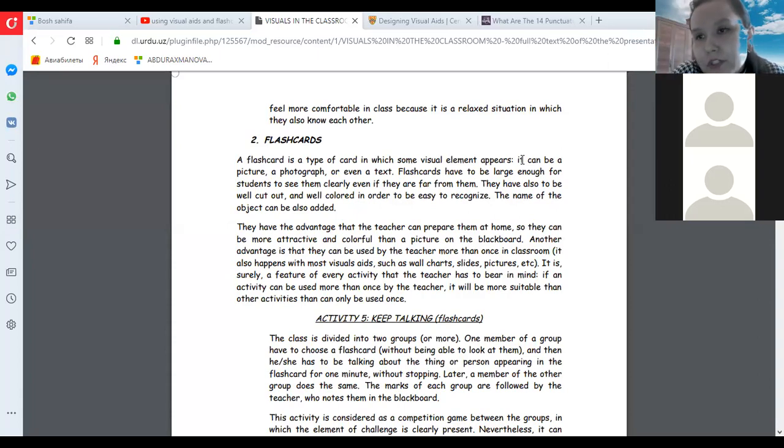So if you use the flashcards, you have to make them very colorful because they have to be very visible, and you can use them several times in your lessons, and you have to choose them according to your topic.